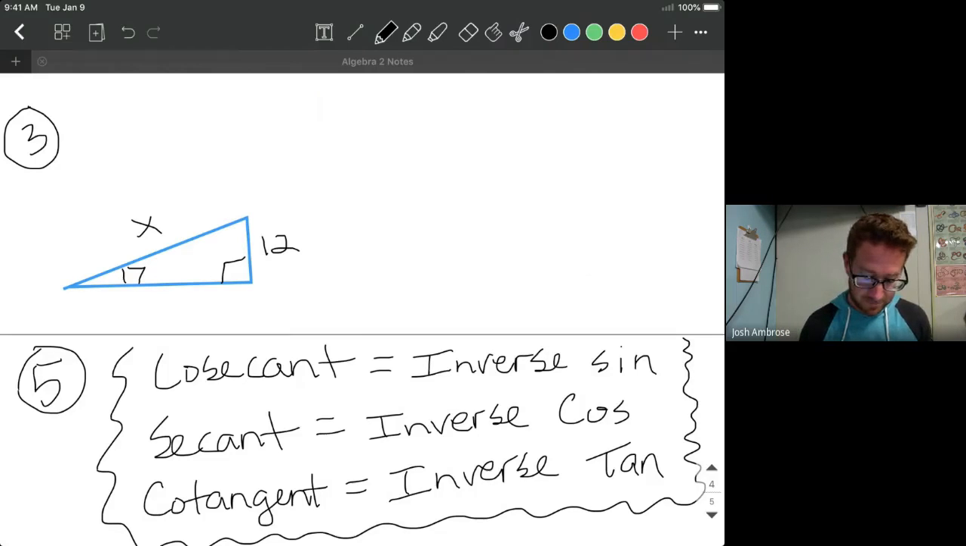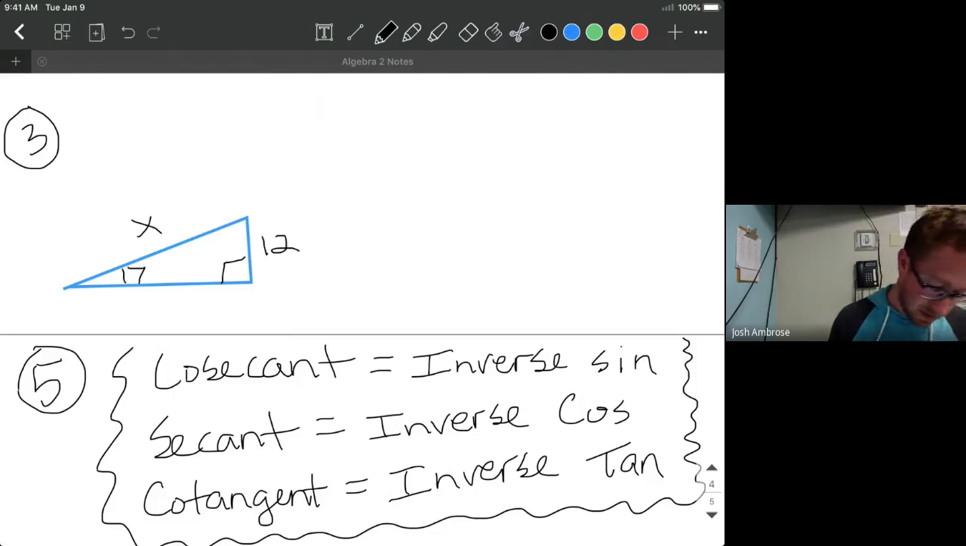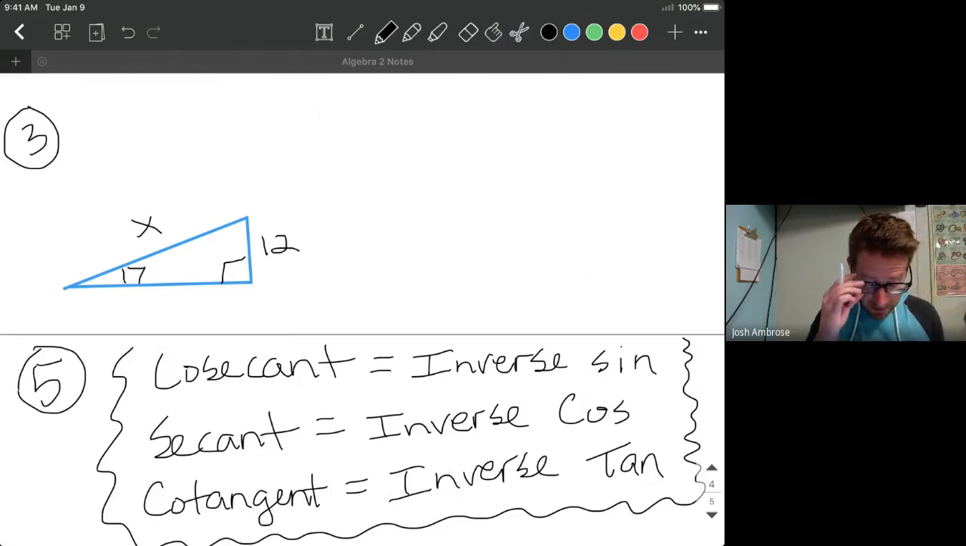So what we are looking at, you see the picture down here. We're going to try to figure out what is x. And you have to think to yourself again, are we using sine, cosine, or tangent?